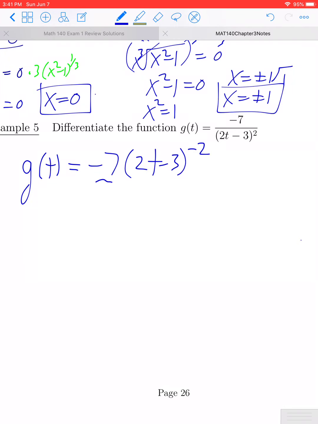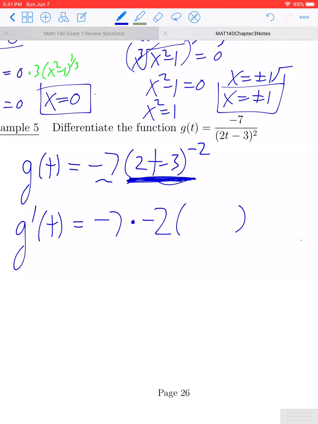And now what we have is a constant multiple times some function. So we can take the derivative of it. G prime of t would say leave the constant multiple negative 7 alone, and then multiply it by the derivative of this piece. Well, this piece is yet another composition, and to do the derivative of a composition, we need to use the chain rule. I'm going to bring the negative power down. I'm going to reduce the power by 1. Negative 2 minus 1 is negative 3. Chain rule says leave that inside function alone, but then on the outside, we're going to multiply by the derivative of the inside function. The derivative of 2t minus 3 would be 2.